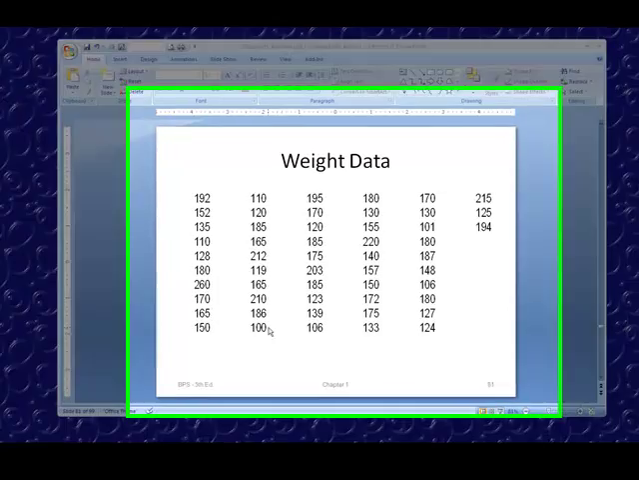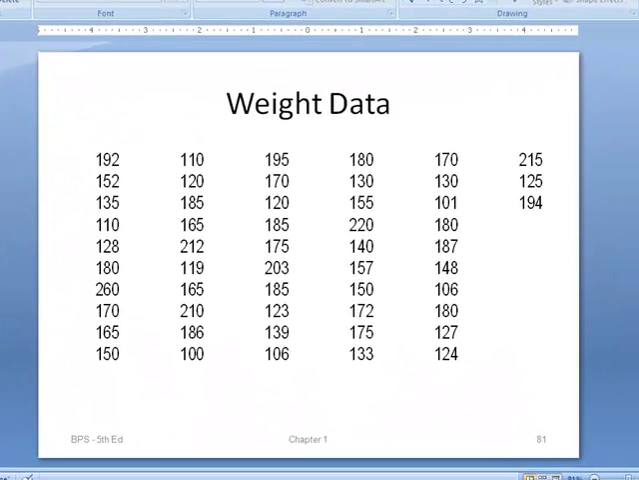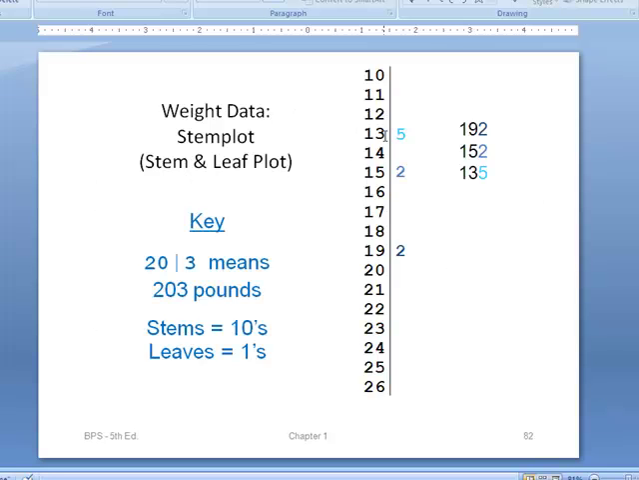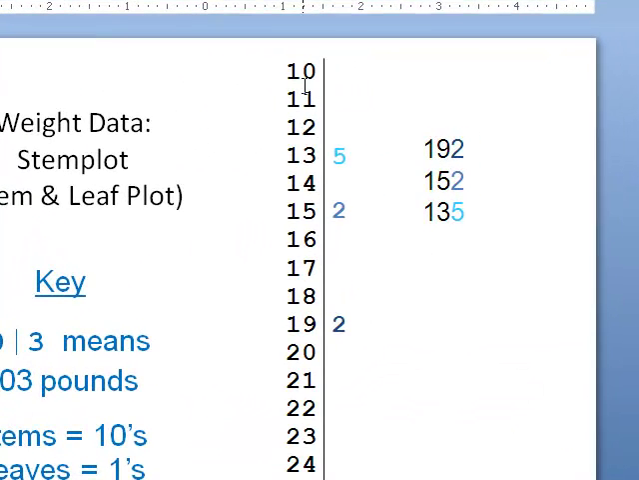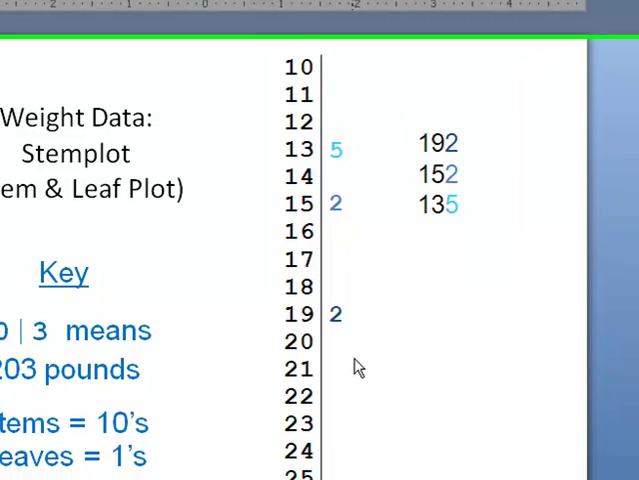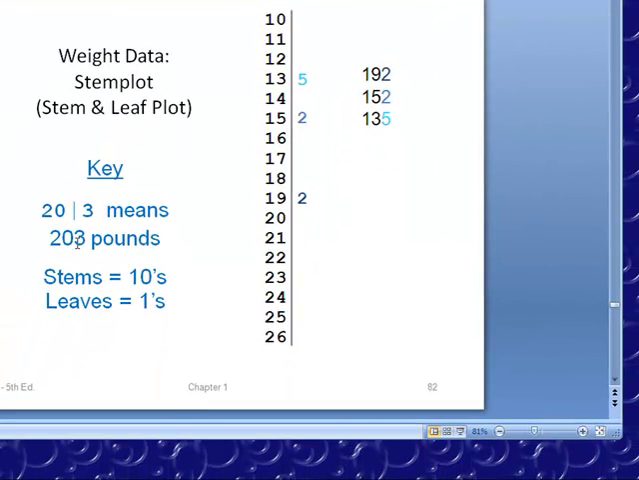Now, taking the weight data in your PowerPoints, you can go on and construct a stem plot from that, where the stems are the hundredths and tenths place, and the units make up your leaves. So 203 means 203. And you do have to let somebody know, give them the key to your stem plot.